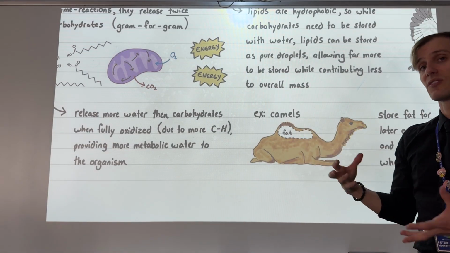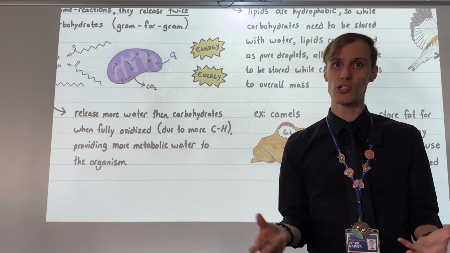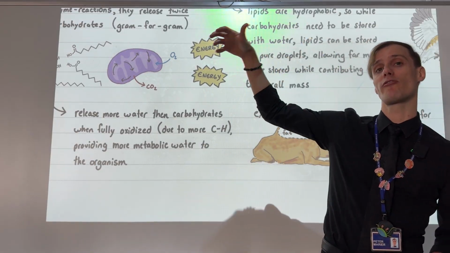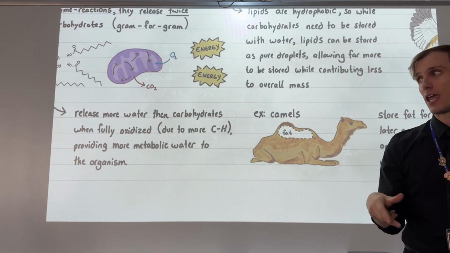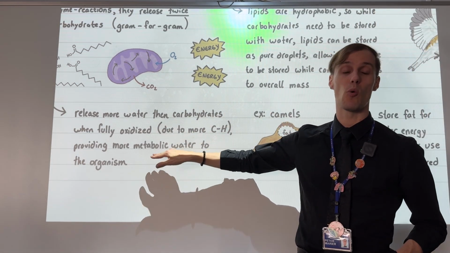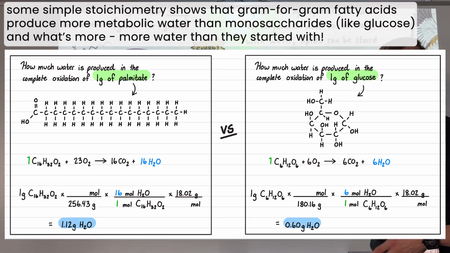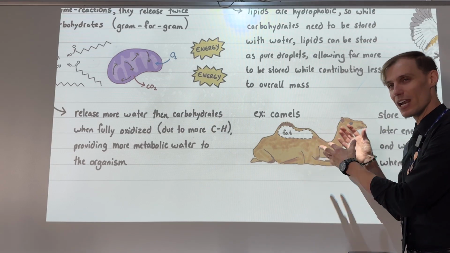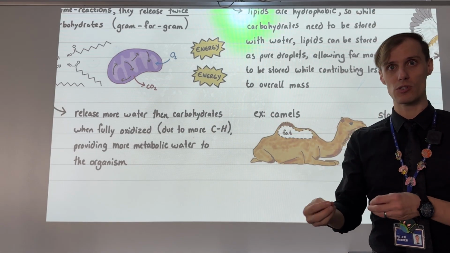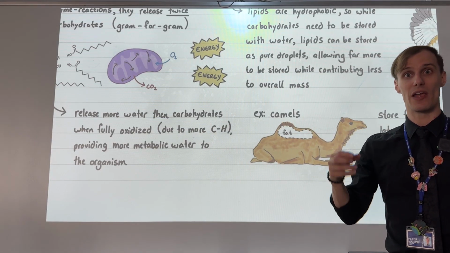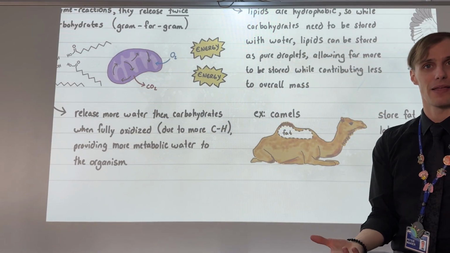So when I'm breaking this fat down, not only can I access energy reserves, but the oxygen from the air can combine with all of these hydrogens in the hydrocarbon chain, and you can produce metabolic water. Through cellular respiration, water is a byproduct. And breaking down lipids provides more metabolic water than carbohydrates do. So these humps, while yes, they're large stores of fat, can be used by the organism to produce water in themselves as they're breaking them down through cellular respiration.